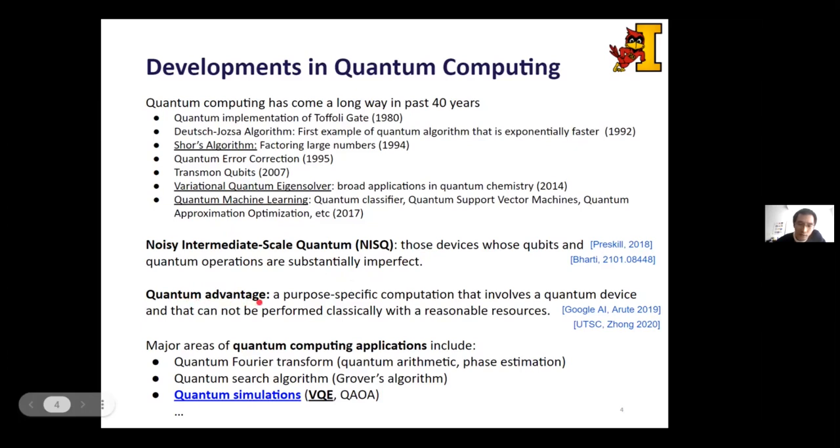So we can have a purpose-specific computation that involves a quantum device and that cannot be performed classically with reasonable time and resources. So major areas of quantum computing application include quantum Fourier transform, and quantum search algorithm, and quantum simulations. So especially in quantum simulations, it's pretty much near-term applications. So in this talk, I'll focus on the VQE application.